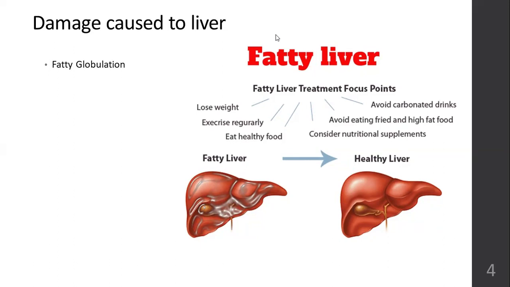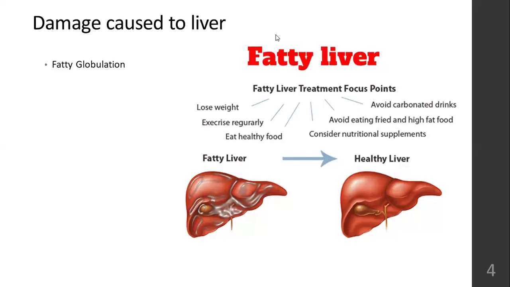So fat is present in healthy cells, but it is not visible, because water soluble triglycerides are present. They are linked to the phospholipids. Phospholipids are the cell membrane, the outer wall of the cell. And inside you have insoluble triglycerides.